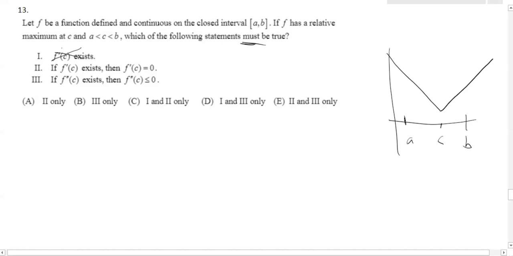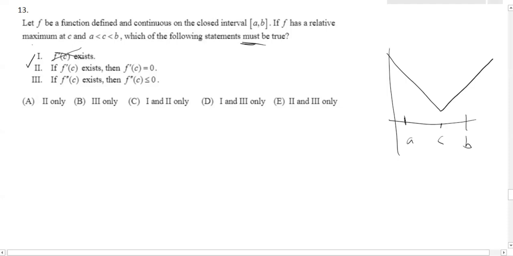Now look at number two. It says if f prime of c exists, then f prime of c equals zero. Well, yeah, at a relative max, if the derivative exists, it's a critical number, and critical numbers are either zero or undefined. If it's not undefined, then it has to be zero.